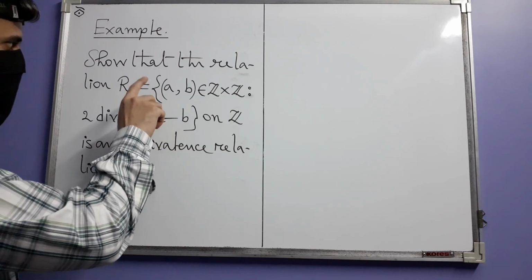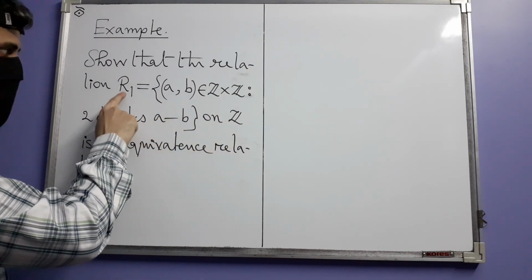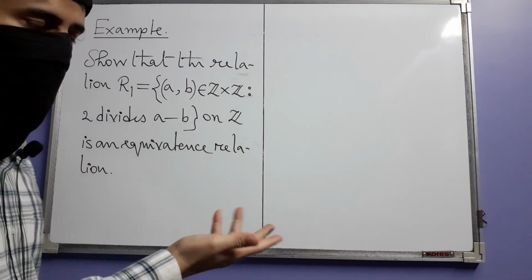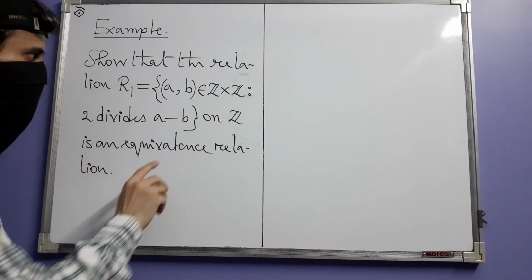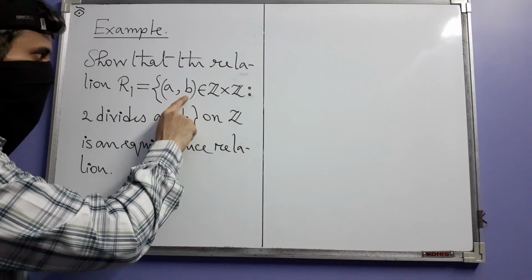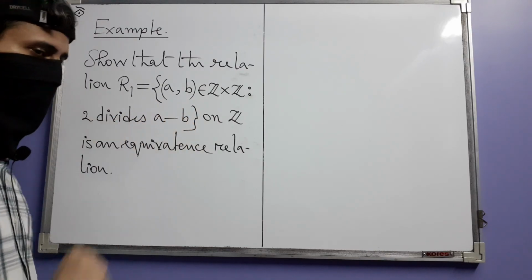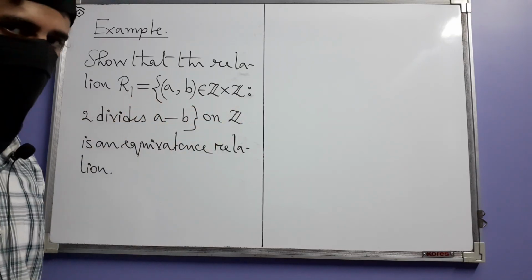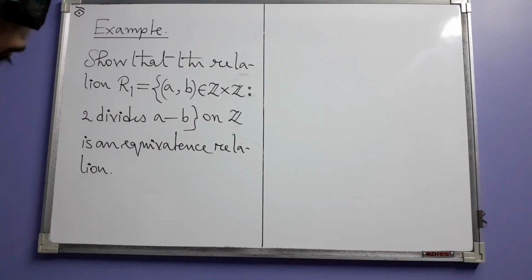The set on which this is a relation is the set of integers. And the relation we are calling R1. In the book it's given as R, but there is a similar relation, another one, so I have decided to call it R1. What is R1? It relates integers a and b if 2 divides their difference. It may look like a very arbitrary thing to define a relation like this, but apparently this is an equivalence relation. Let's see why.